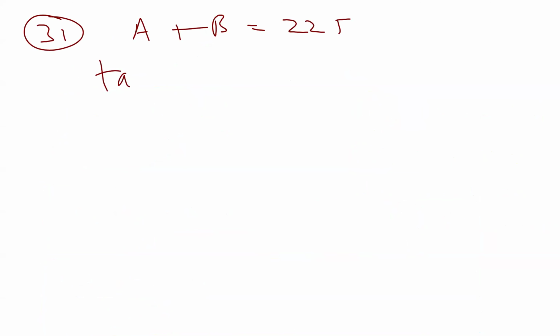So question number 31. They have given a plus b is equal to 225, and we need to prove something in terms of tan c. Therefore, tan a plus tan b is equal to 1 minus tan a tan b. This is what we are supposed to prove. So I'm taking tan on both the sides. Tan of a plus b is equal to tan 225.